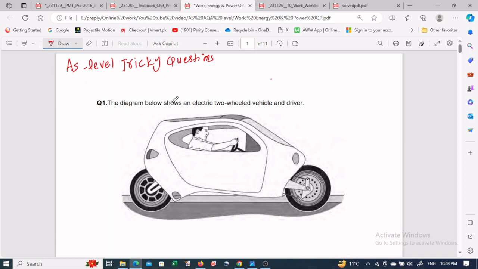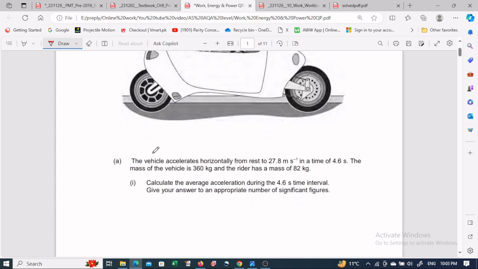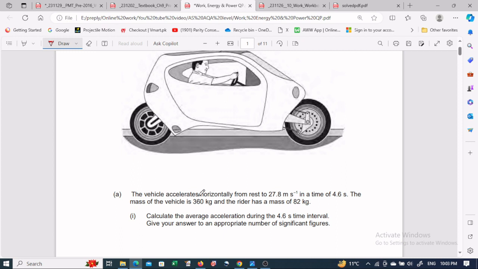The diagram below shows the electric two-wheel vehicle and the driver. We have a vehicle and the driver. The vehicle accelerates horizontally from rest to 27.8 meters per second in a time of 4.6 seconds. The mass of the vehicle is 360 kilograms and the rider has a mass of 82 kilograms. Rest means the initial velocity. As the vehicle starts from rest, the initial velocity must be equal to 0. So first of all, we write the given information that initial velocity is 0.